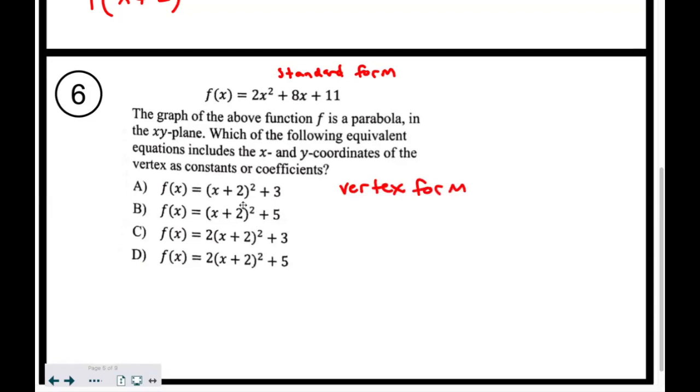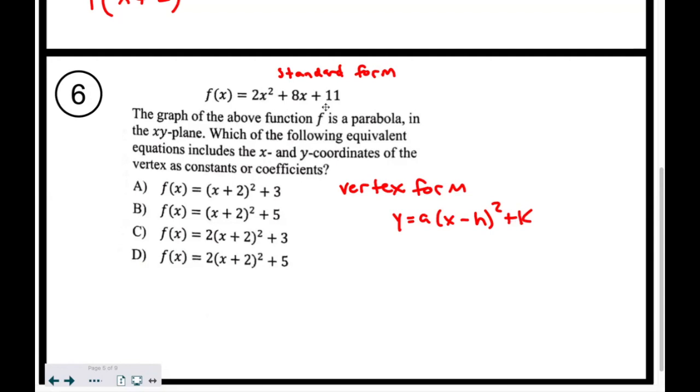Well, unfortunately, they're all in vertex form. Vertex form is like this. So we should know the forms of the quadratic. Some of these they have some that aren't even in vertex form, and then you can just get rid of them. But this one we can't, unfortunately. Okay, so basically we have to figure out which one of these is equivalent to this.